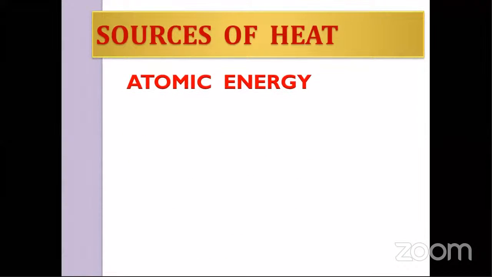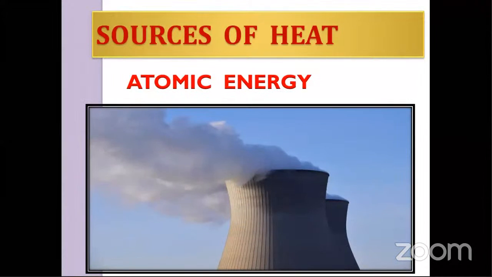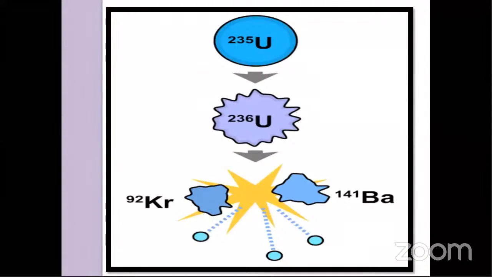Next source of heat is atomic energy. See here, students, a huge amount of heat is produced in a very short time when nuclei of some elements like uranium and thorium etc. undergo fission. This is used in atomic energy production.